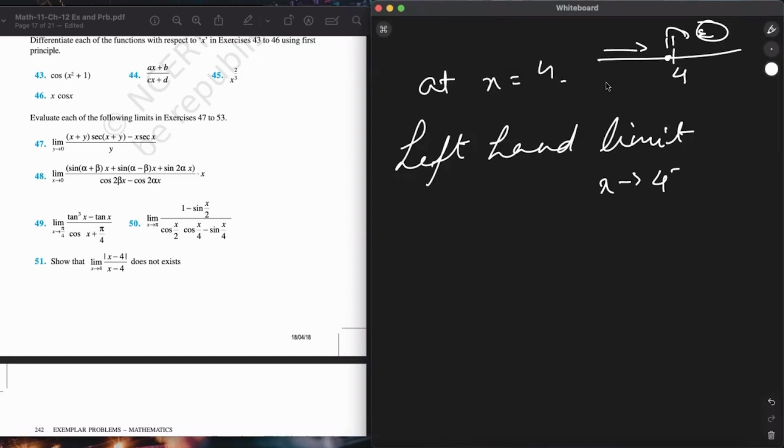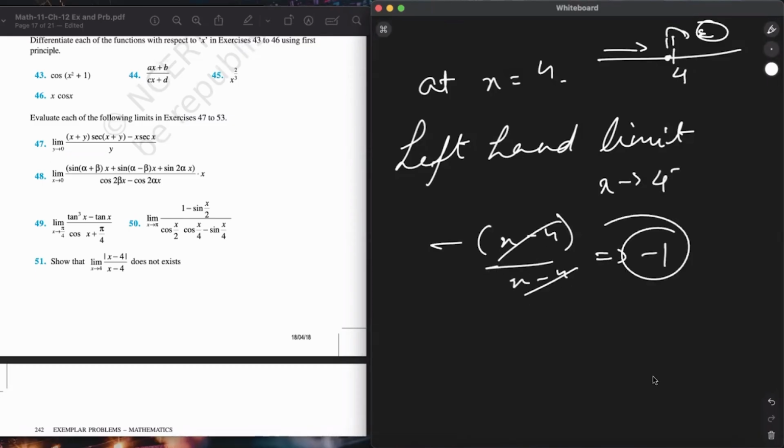You're getting my point, right? So what happens is, if you stop there, your modulus will return a negative function, minus x minus 4, and in division also you have x minus 4, so you'll be getting a value of minus 1 if you approach the limit from the left hand side.